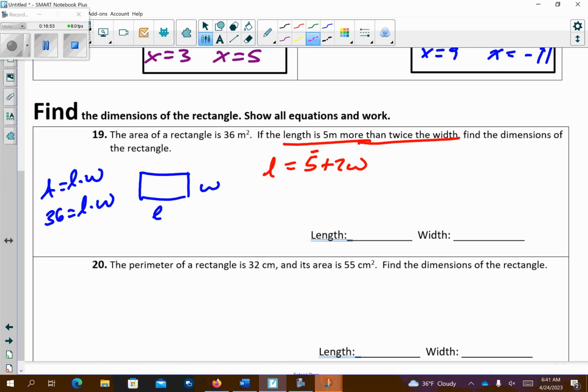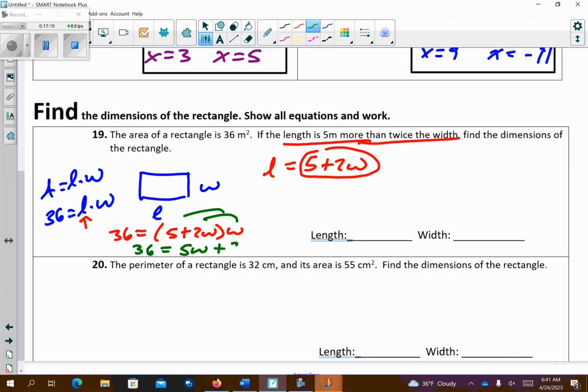So I'm going to take this and plug it in right there. So I'm going to get 36 equals 5 plus 2w times w. Let's do the math. Multiply, that's going to give me 36 equals 5w plus 2w squared. And I'm going to bring the 36 over. So I'm going to get 2w squared plus 5w minus 36 equals 0. Let's multiply that together. So I'm going to get negative 72. So I need one positive, one negative.